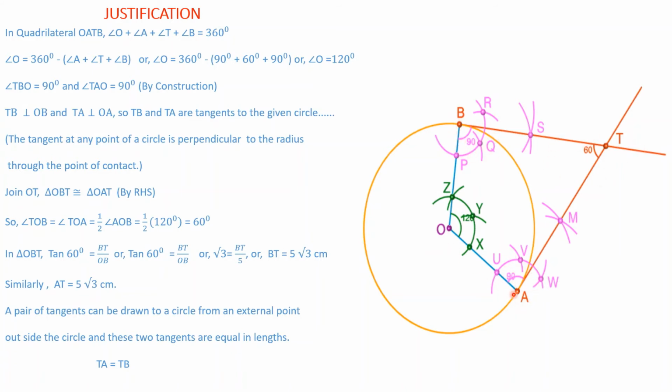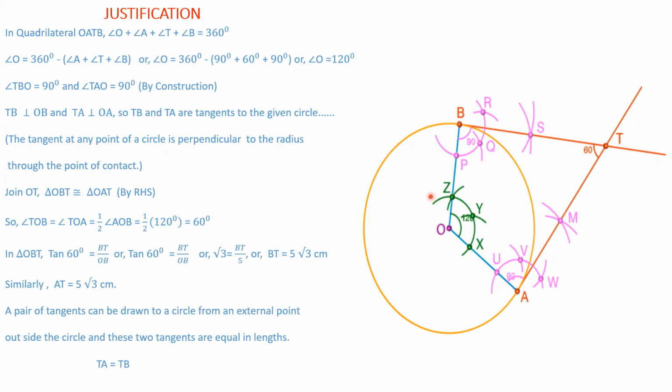So in this quadrilateral, the sum of the angles of a quadrilateral is 360 degrees. All three are known: A is known to us, T is also known, and B is also known, 90 degrees. So in that way we can calculate O. O plus A plus T plus B equals 360 degrees. So angle O equals 360 minus, transposing A, T, B to the right hand side. Now fill in these values: A is 90, T is 60, and B is 90. So we have got angle O equal to 120 degrees.